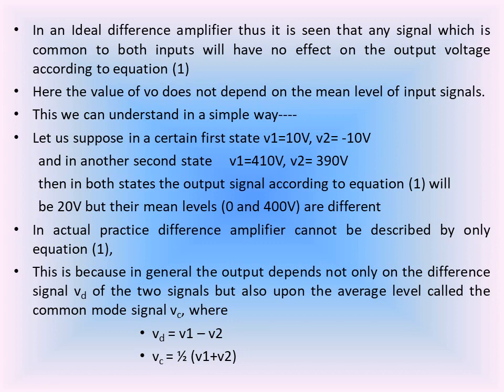So the output depends not only on the difference Vd of the two signals, that is V1 minus V2, but also on the average level called the common mode signal Vc. Here Vd is V1 minus V2 and Vc is (V1 plus V2) divided by 2. So in actual practice we have to consider both Vc and Vd.